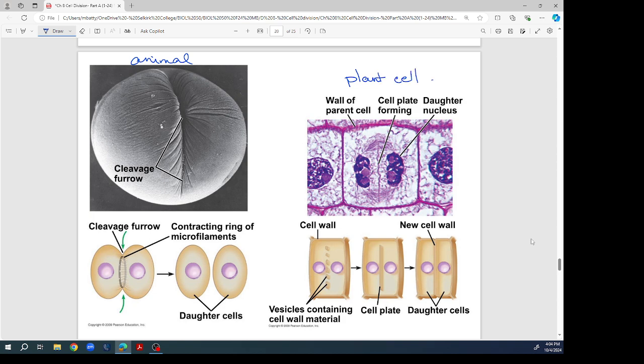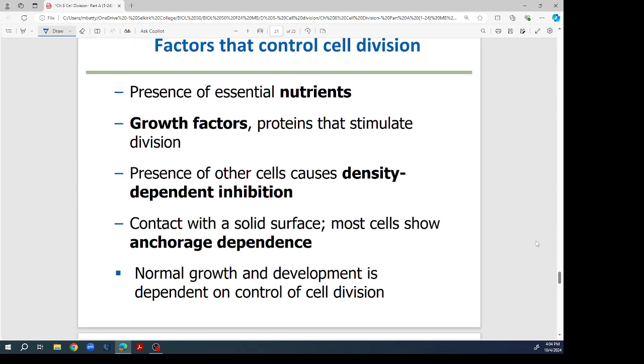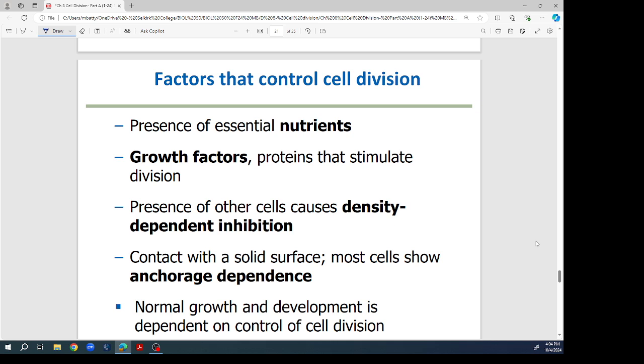And so here you can see the cell wall all the way around. And this section in the middle is the cell plate being formed. So it is a bit of a shadowy line, different than the schematic, but under our microscopes, you can see those things. The control of mitosis is important, and then there's several factors that control cell division.